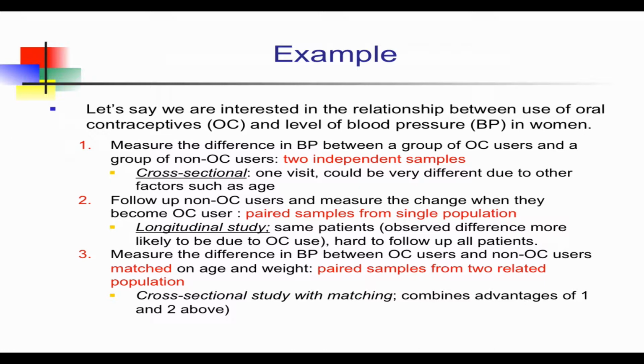The advantage of this study is that the data is cleaner, because your data comes in pairs. For each woman in your study, you have a before-OC blood pressure and an after-OC blood pressure. The difference is more cleanly attributable to OC usage, because it's the same woman with the same age, same BMI, and same lifestyle. So if you observe a difference in blood pressure, you have more confidence that it is less likely to be biased by confounders.